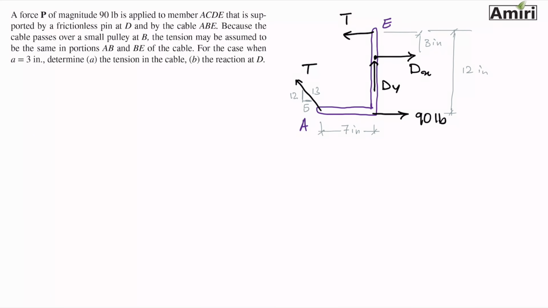I redrew the free body diagram right here, so we have it available. Equations of equilibrium. If I take moment about point D, I don't have to worry about Dy and Dx because they pass through that point. I should be able to find my tension by just writing that one equation. Summation of moment about D is 0.